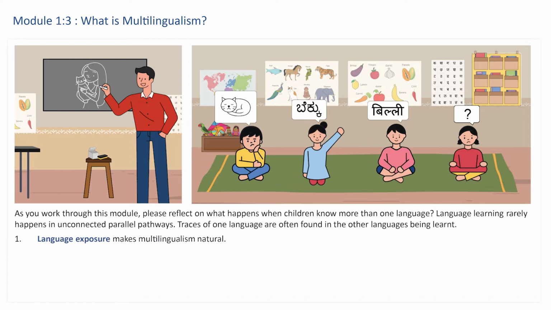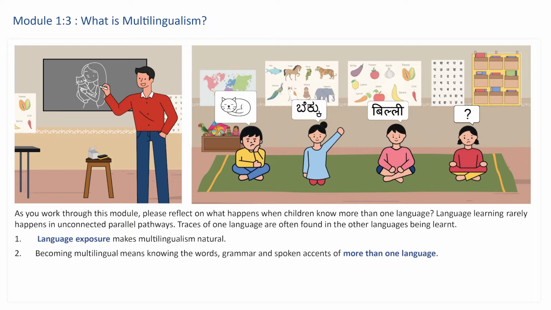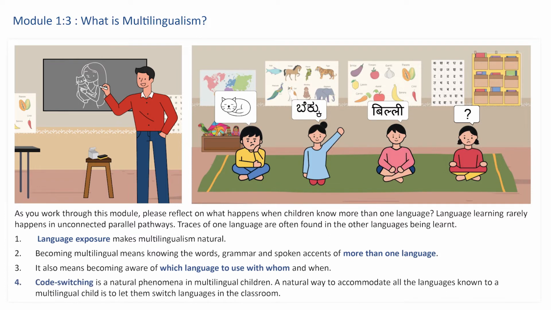Language exposure makes multilingualism natural. Becoming multilingual means knowing the words, grammar, and spoken accents of more than one language. It also means becoming aware of which language to use with whom and when. Code switching is a natural phenomenon in multilingual children. A natural way to accommodate all the languages known to a multilingual child is to let them switch languages in the classroom.